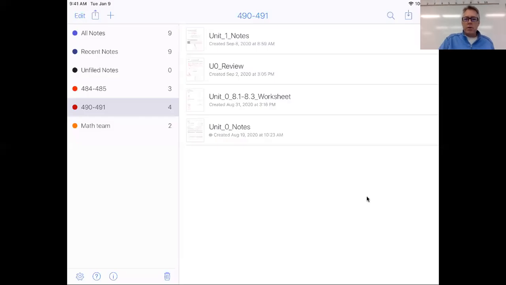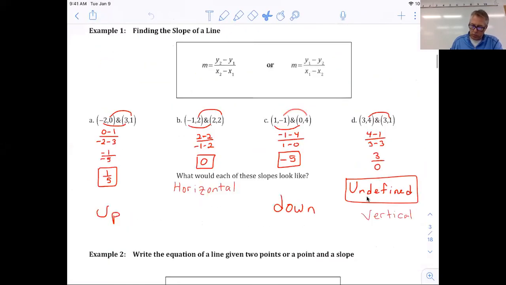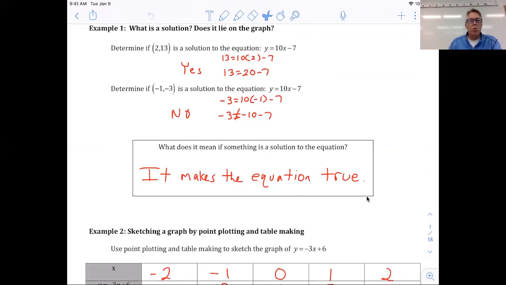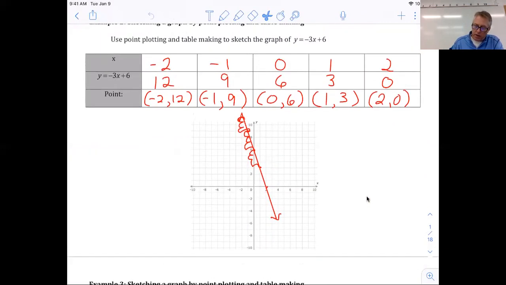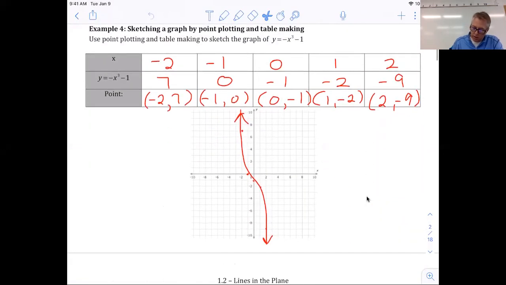Okay, so I'm just going to add on to our notes from the other day. We were looking at these Unit 1 notes, and just to recap and go back to where we were, we started off by determining what makes something a solution. Remember, plugging that in to see if it makes the equation true. And using that idea, we made some charts so that we could graph. We did a line and a parabola, and we did a cubic function.